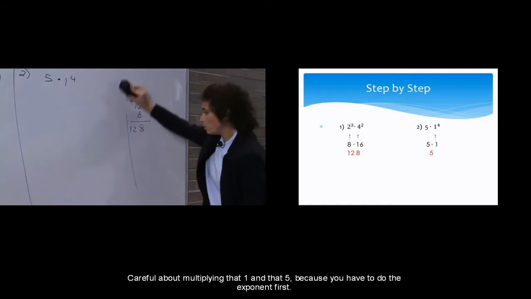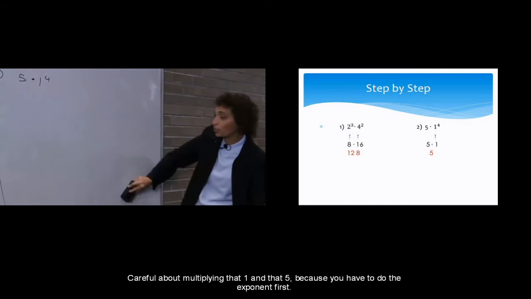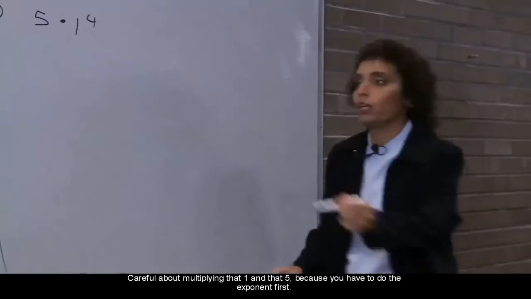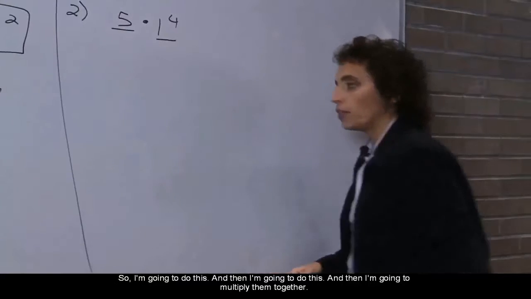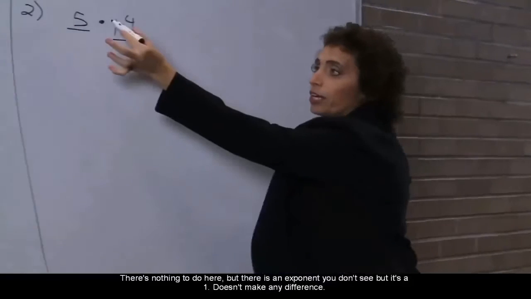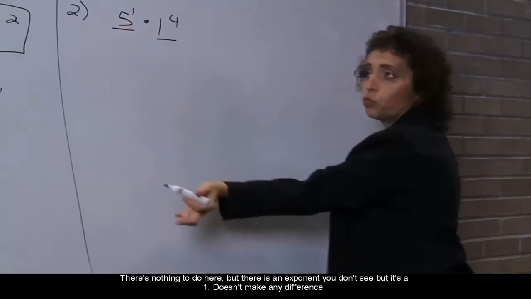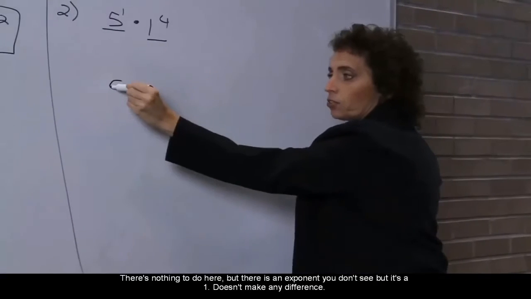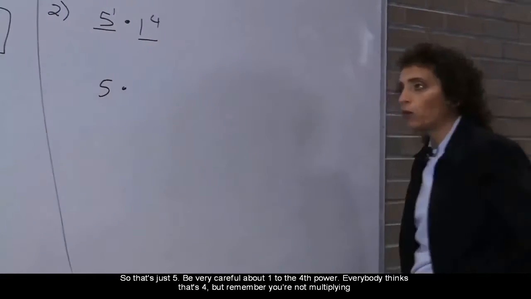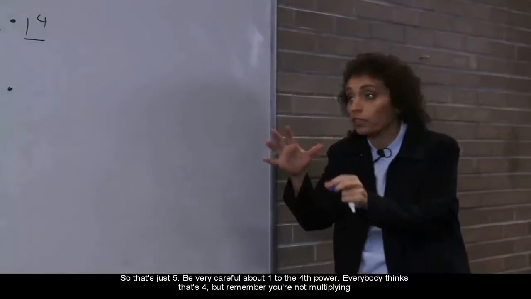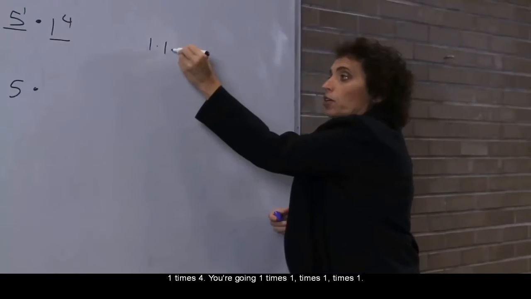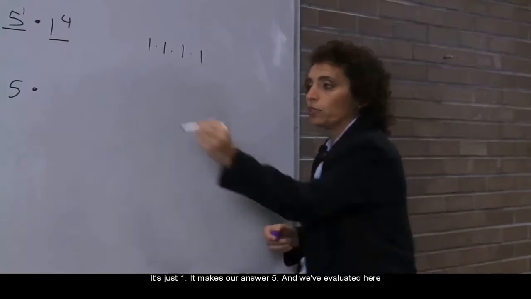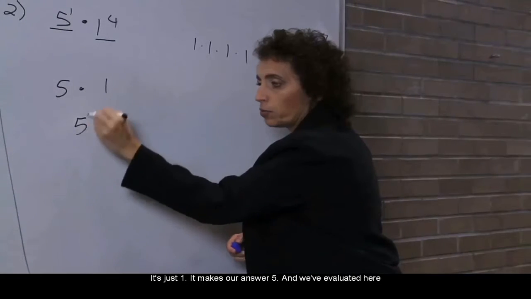Again, be very careful about multiplying that 1 and that 5, because you have to do the exponent first. So I'm going to do this, and then I'm going to do this, and then I'm going to multiply them together. Well, there's nothing to do here. There is an exponent you don't see, but it's a 1. Doesn't make any difference. So that's just 5. Be very careful about 1 to the 4th power. Everybody thinks that's 4. But remember, you're not multiplying 1 times 4. You're going 1 times 1 times 1 times 1, which is just 1, which makes our answer 5.